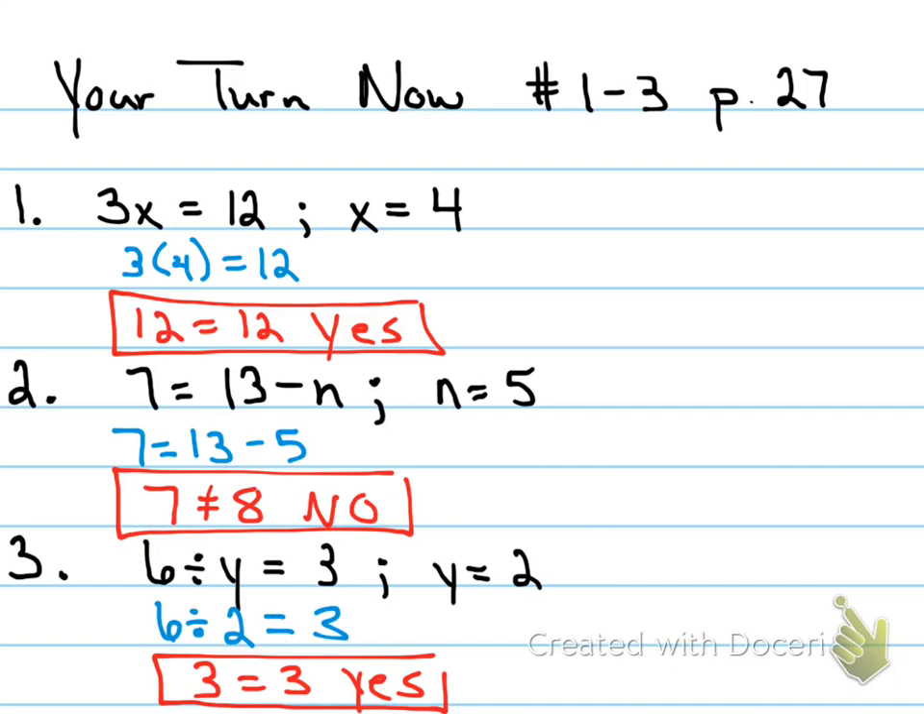Number 2, notice that the equation is written kind of backwards. That's okay. Your substitution should follow the same pattern. 7 equals 13 minus 5. 13 minus 5 is 8. So you should have 7 does not equal 8. No, boxed in. That is not a solution. And then on number 3, make your substitution, and 3 equals 3.